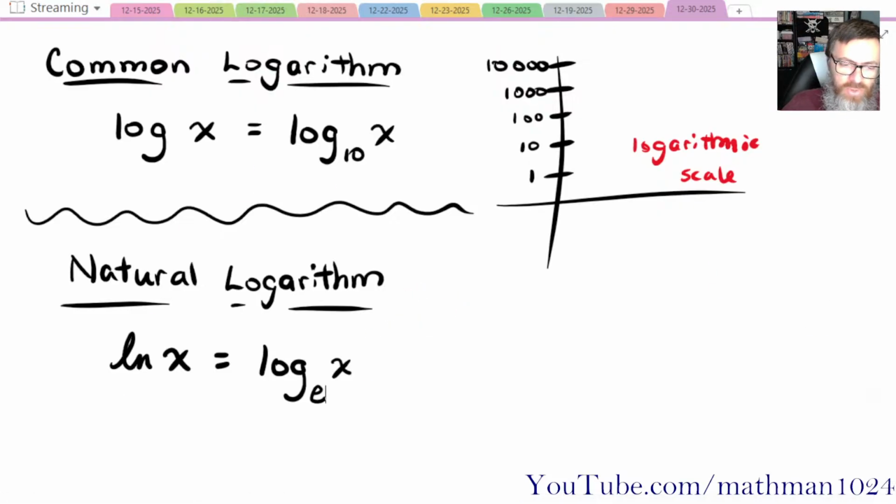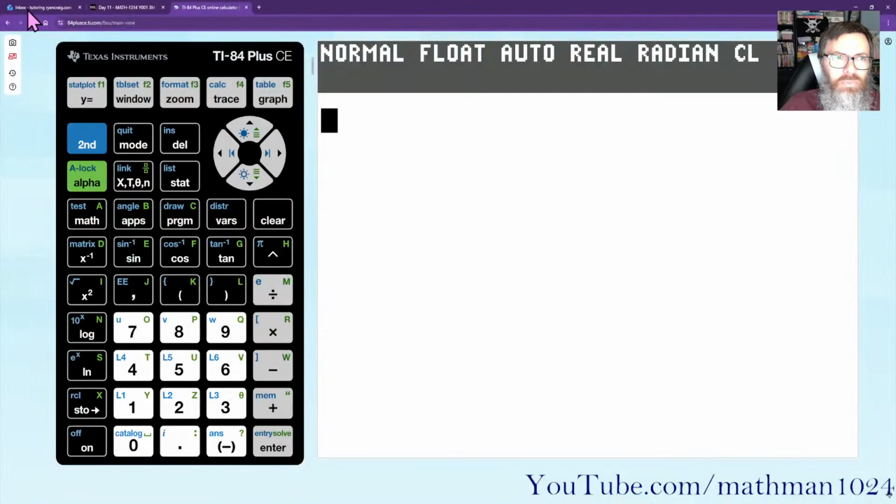So let me show you something we talked about the other day. Here on the graphing calculator, if you look on the left, you see log and you see ln. This ln is connected with e to the x. So if you ever forget what natural log means, it's connected to having a base e. Log right here means base 10. So this is 10 to the x.